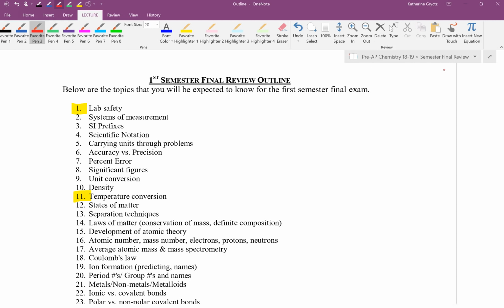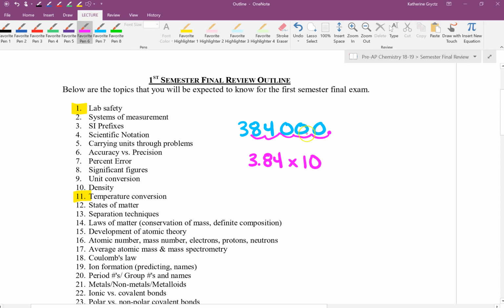I don't have a particular one to work in class, other than to just pick one and show you. If I gave you this number right here and asked you to put it in scientific notation, remember that we move the decimal place until we get a number between 1 and 10. So that would be 3.84. Then we do times 10 to the however many times we moved that decimal place, so this one would be to the 5th.